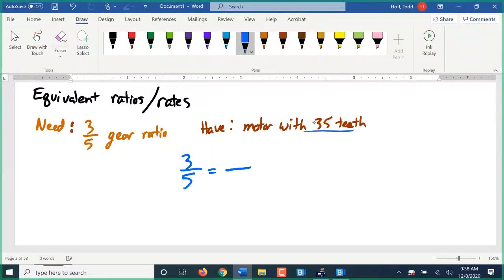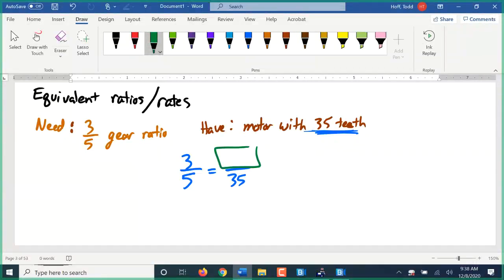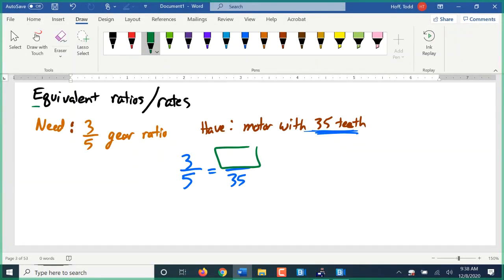The motor, the gear that's connected to the motor would be the driving gear. So the 35 teeth go on bottom. We need to know what number to put up here so that we have two equivalent ratios. This setup here, as we saw when we did percents earlier in the course, is called a proportion.